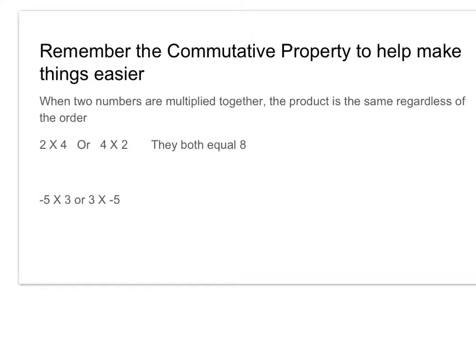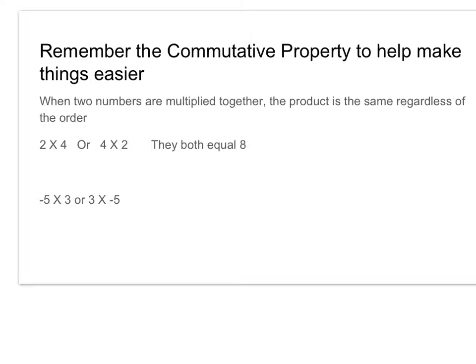So let's remember the commutative property to help make things a little bit easier, and I can show you why multiplying or dividing with different signs gives you a negative. So remember, we have 2 times 4, or if you have 4 times 2, they both equal 8. So when two numbers are multiplied together, the product is the same regardless of the order, so you can change the order.